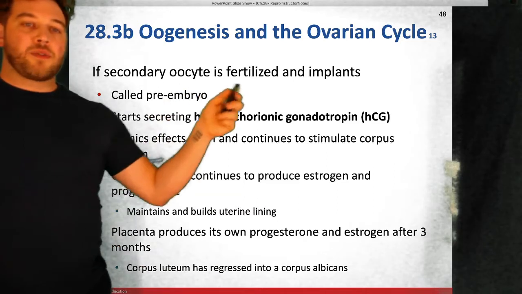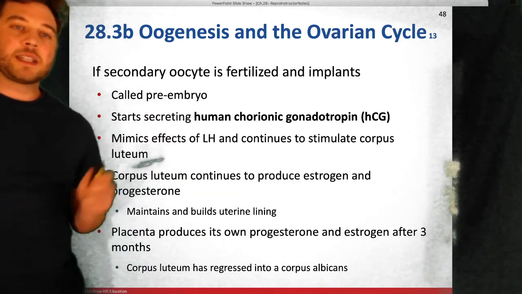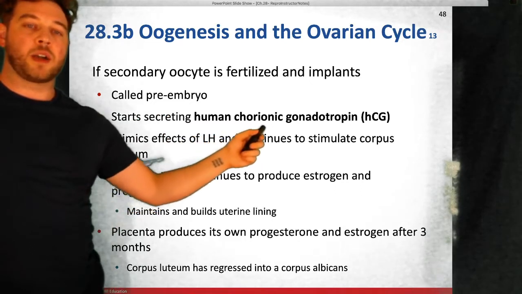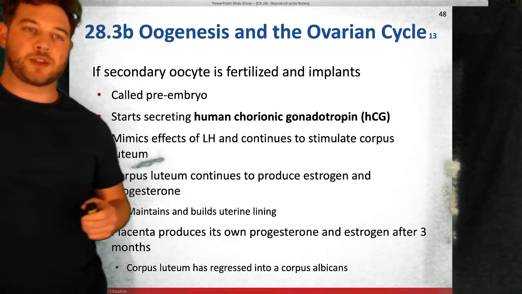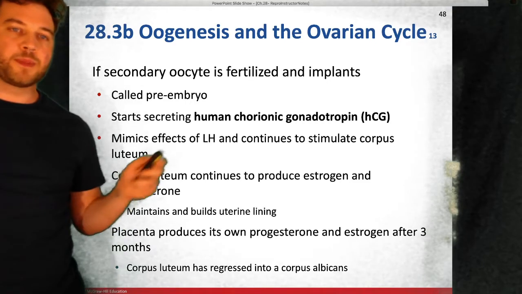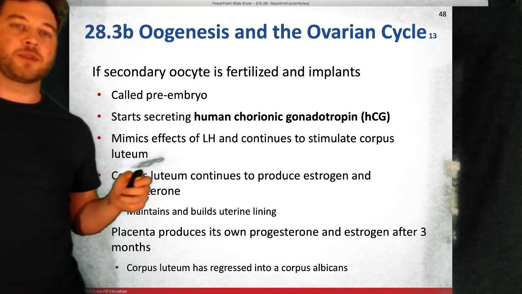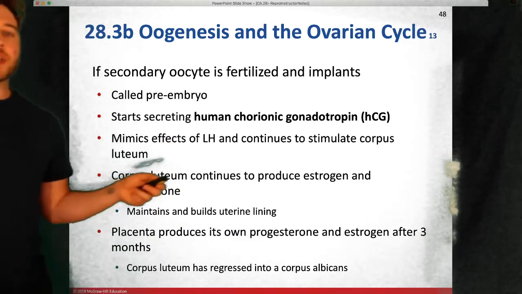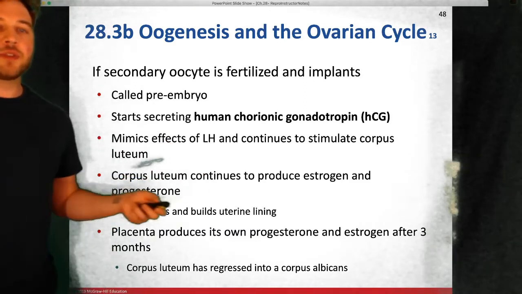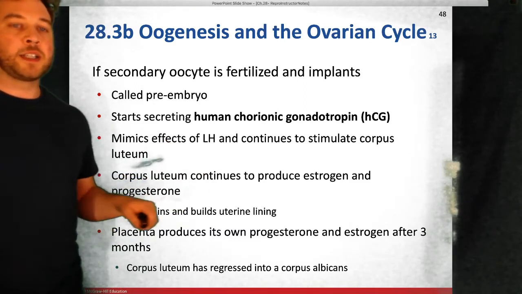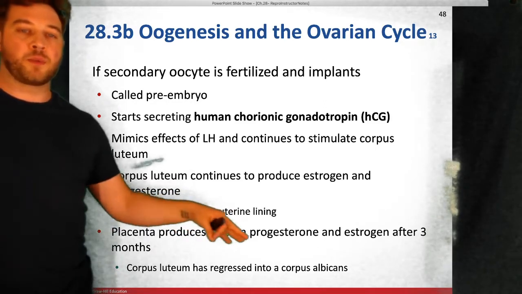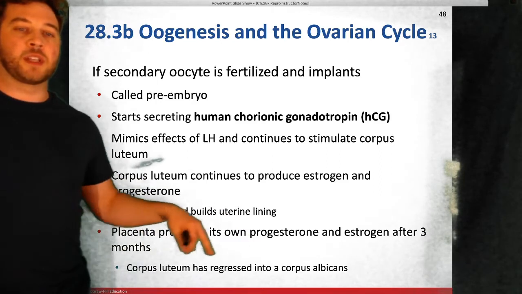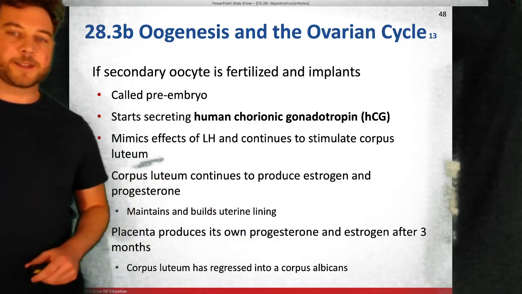If the secondary oocyte is fertilized and implants, it is called a pre-embryo, and it will start to secrete human chorionic gonadotropin. That is what is detected on pregnancy tests. This will mimic the effects of LH and continues to stimulate that corpus luteum so that it doesn't regress. That will then keep producing estrogen and progesterone to help maintain the uterine lining until the placenta can take over and produce its own progesterone and estrogen after 3 months. By that point, the corpus luteum will then regress into the corpus albicans.